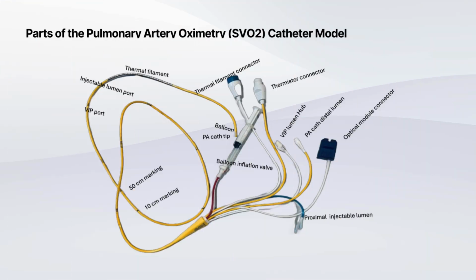Parts of the PA catheter are PA catheter distal lumen, PA catheter tip, the thermal filament connector, the thermistor connector, the thermistor bead, the optical module connector, the VIP lumen hub, the VIP port, the CVP injectable lumen hub that terminates at the CVP proximal port, the balloon inflation hub, the balloon inflation lock, the 10 and 50 centimeter markings.